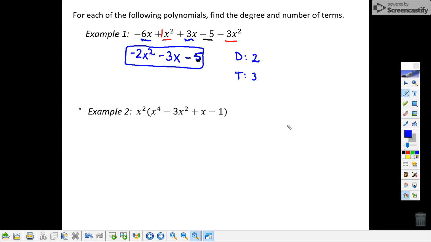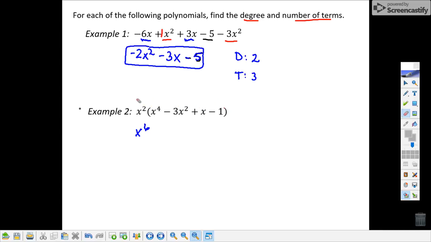So let's go to example 2. Once again, we need to simplify and write it in standard form before we find the degree and number of terms. So we have x squared. I'm going to go ahead and distribute x squared in for every single term. So x squared times x to the 4th is x to the 6th.